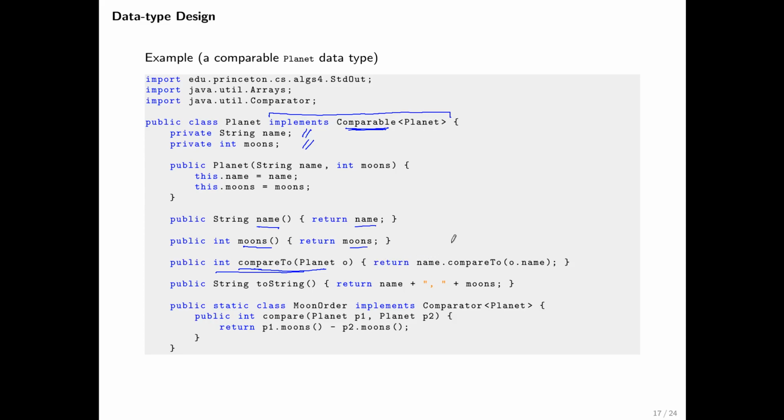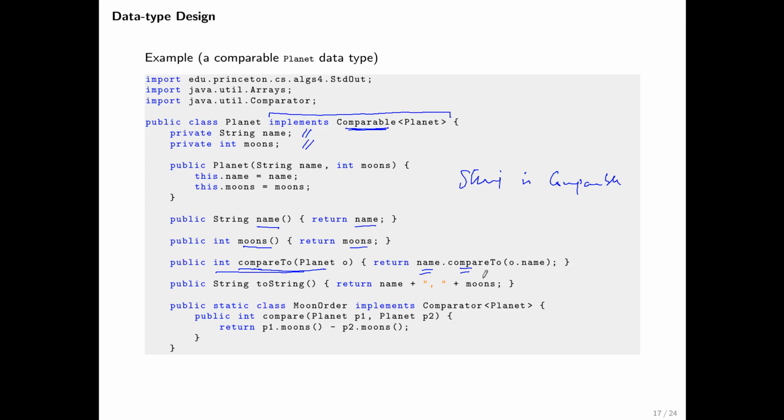And now remember that name is a string, and it turns out that in Java, String is Comparable, meaning String plays the same game. It also implements the Comparable interface. So the advantage then is that I can make a call to the compareTo method inside of String to compare two strings. So that's really nice. And that's exactly what I'm doing here. I'm comparing the name of this planet with the name of the other planet, o.name, using the compareTo method that sits inside of String, because strings are Comparable.